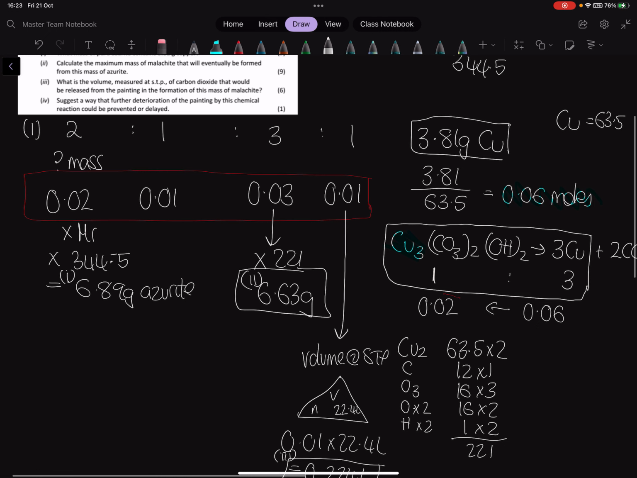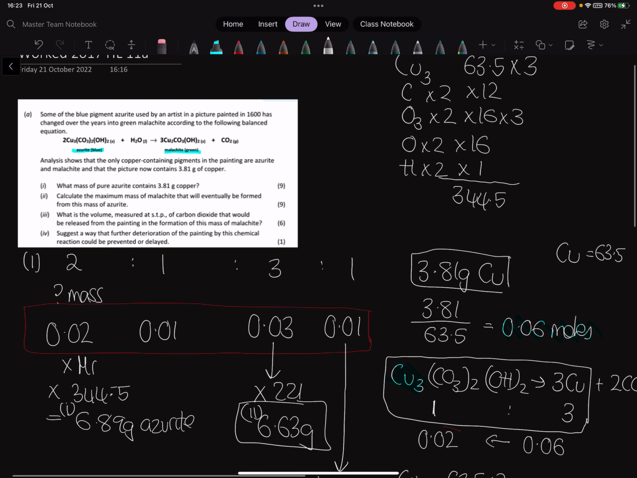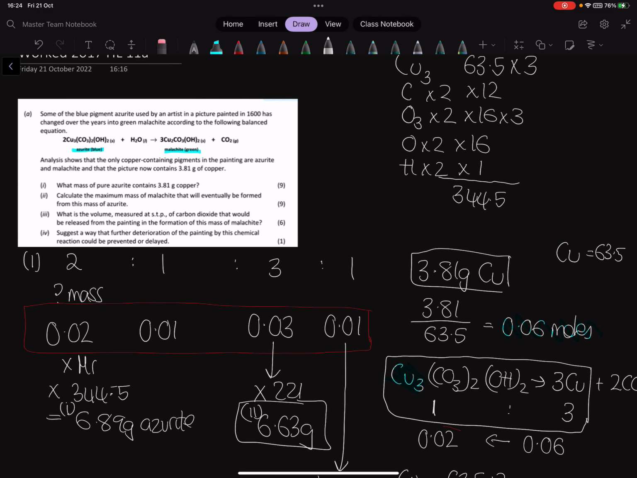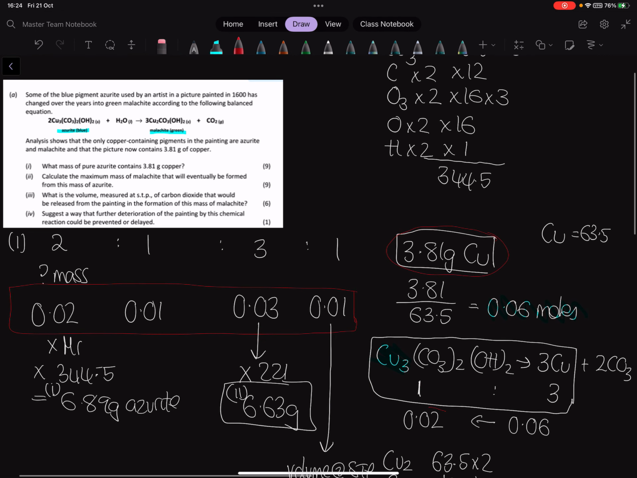So the most difficult part of this question was working with your 3.81 grams of copper and relating it back to your azurite. So what you need to do is, once you have moles of copper, you're then looking to break apart compounds to work out what is the mole ratio that we would put into our red box. So I hope that works out for you.